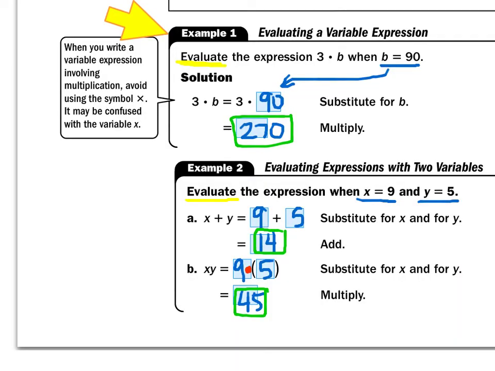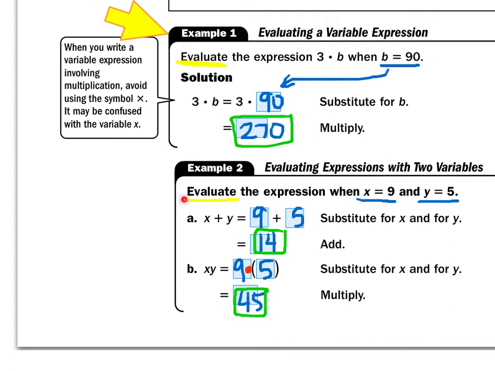Example 1, evaluating a variable expression. When they say variable, that means there will be a variable in the expression. An expression is different from an equation. An expression means that there is no equal sign. An equation is when there's an equal sign. So here the expression is 3 times b. So they told me b equals 90. I'm going to plug in 90. 3 times 90 equals 270. And notice when I get an answer that I want you to look at, I'm going to box my answer in green.